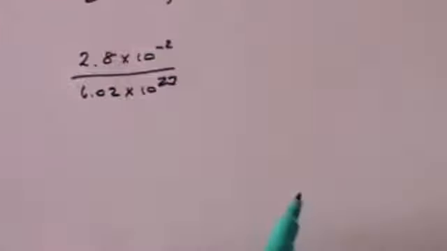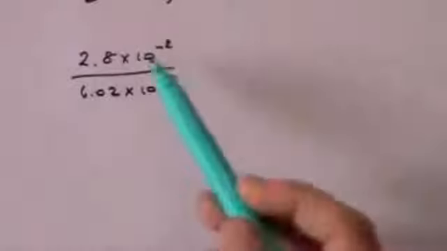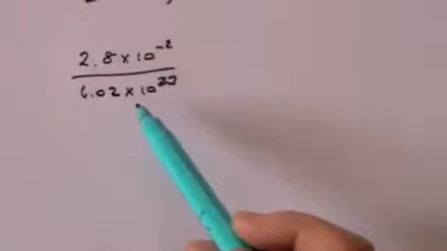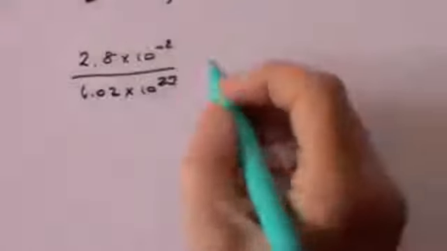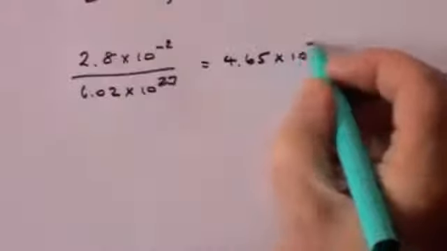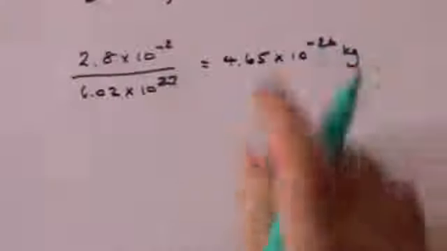So if we divide one by the other, the mass of a mole divided by the number of molecules in a mole, we will get the mass of a molecule, which comes out to 4.65 times 10 to the minus 26 kilograms.